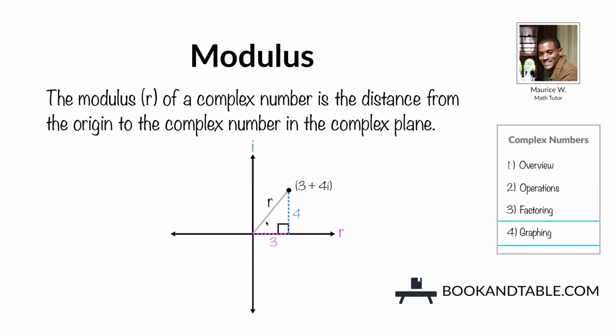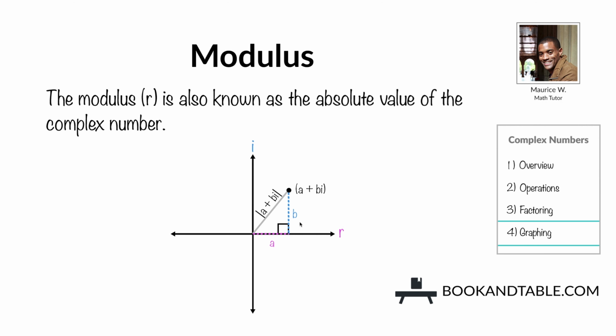But let's say we had the complex number 3 plus 4i. That means this distance along the bottom is 3, the real number 3. And the distance of this leg is 4, the imaginary number 4. And then you use the Pythagorean theorem to solve for r, which we'll get into in a second.